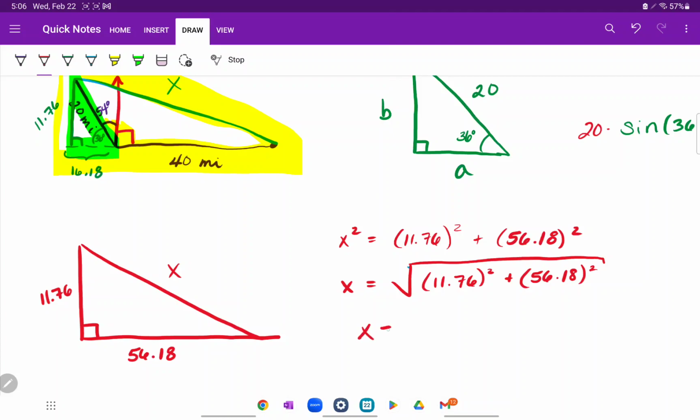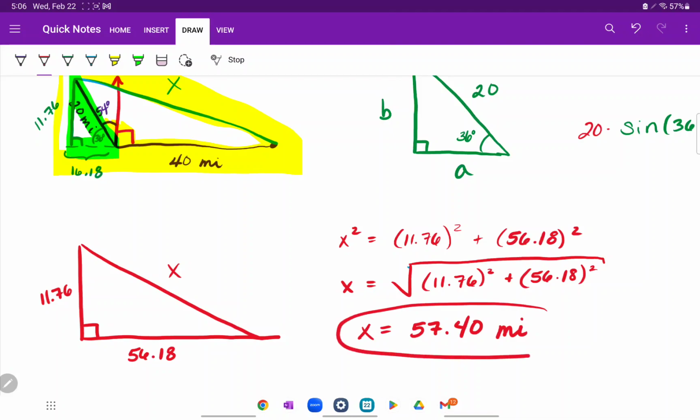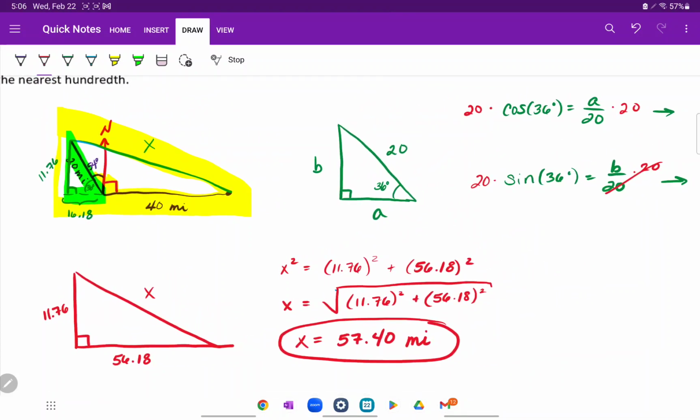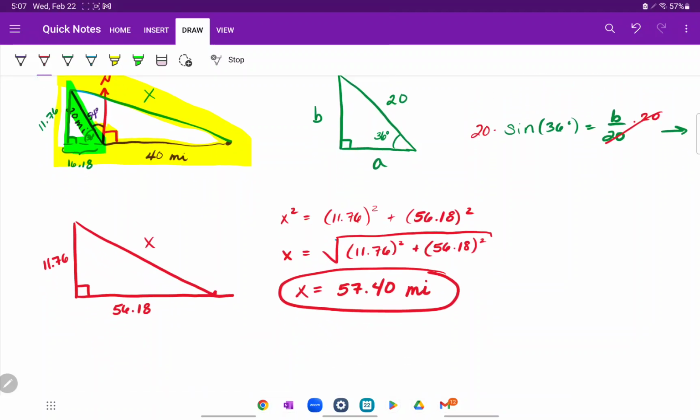Rounding to the nearest hundredth, we get x to be 57.40, and our unit is miles. The second part of this question is to find the bearing from port. So I'm going to still use this breakout diagram that I have, because this is our port location, and then this is our location at 3 o'clock.